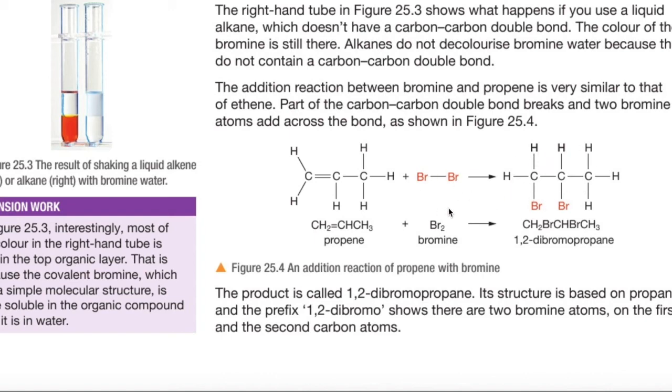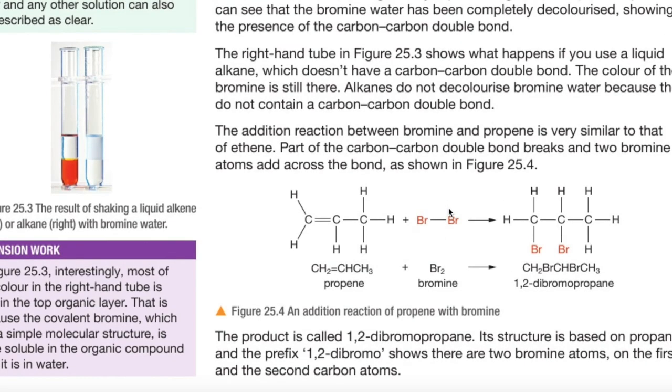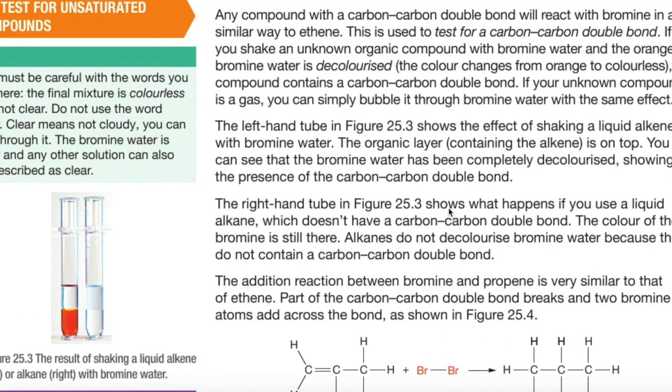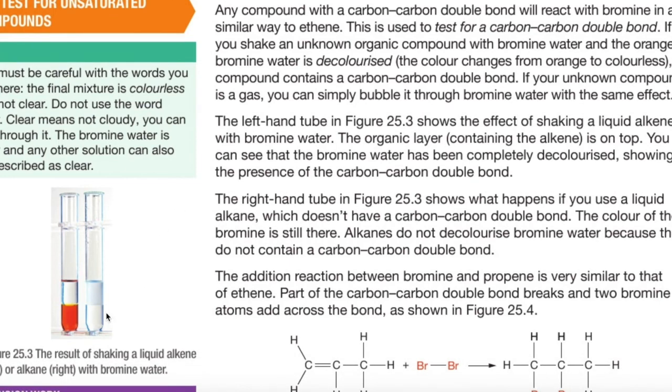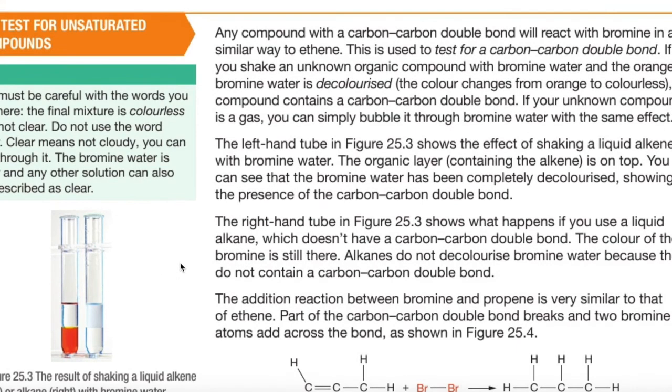So you need to be careful how you describe it. Please do not say the final mixture is clear. If you say that, it may not give you the mark. You need to say the bromine water is decolorized. That is the best and the safest way to say it. Or you can say the mixture is colorless. Yeah, please do not say it is clear, because that is not accurate.